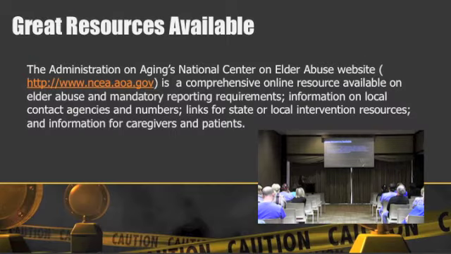There is also the Administration on Aging's National Center on Elder Abuse website. It's a comprehensive online resource that's available for elder abuse information and mandatory reporting requirements. And it also lists local contact phone numbers, different agencies at local and state levels, and it's all there on this webpage. So it's very, very useful, user-friendly. If you have any questions, you can always go to this webpage.